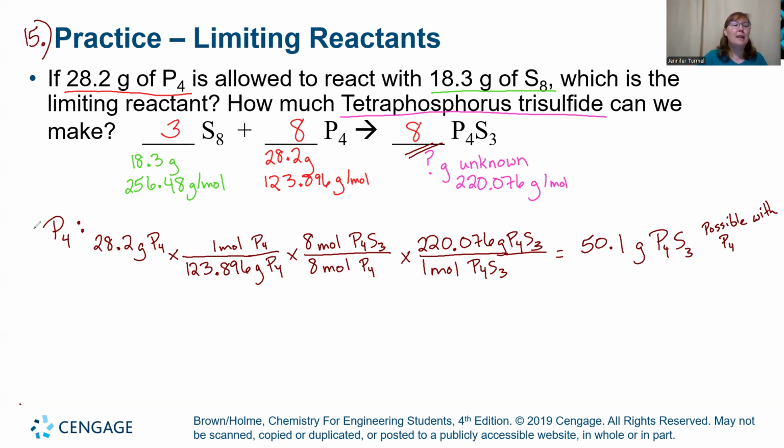Now let's take a look at what's possible with our S8. We start with the given quantity, which is 18.3 grams of S8. And then we need the molar mass of our S8, 256.48 grams S8 per mole.